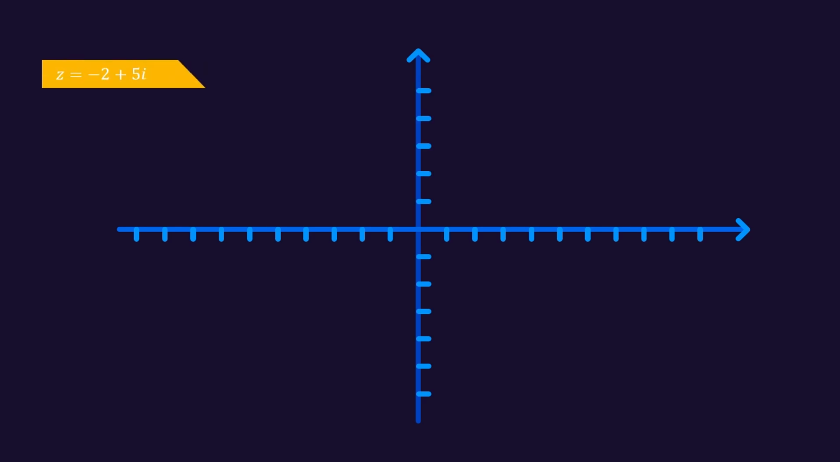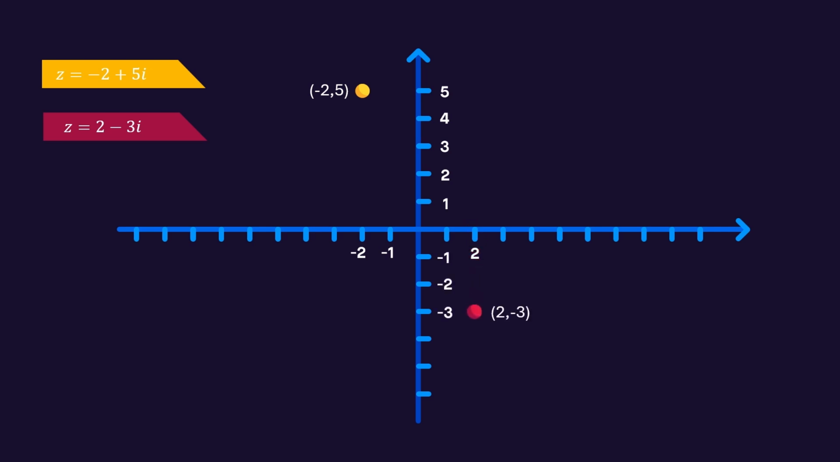-2 plus 5i. In rectangular form, the real part is -2 and the imaginary part is 5. So we'd plot it at (-2, 5) on the complex plane. Another example, 2 minus 3i. In this case, the real part is 2 and the imaginary part is -3. We plot it at (2, -3). Easy, right?